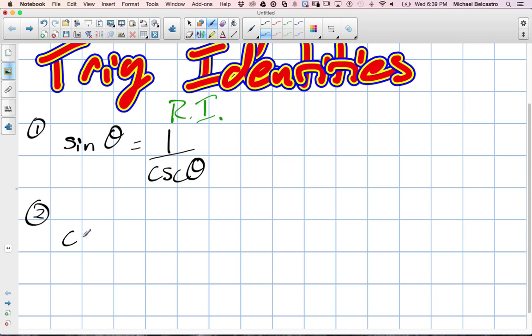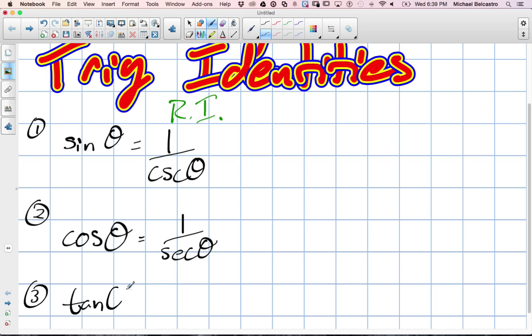Second one, what is our reciprocal identity of cosine theta? 1 over secant theta. Yeah, 1 over secant theta. Which leaves, what's the last one? Tan theta equals 1 over cotangent theta. Beautiful.